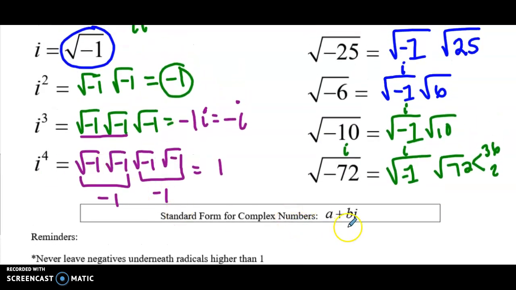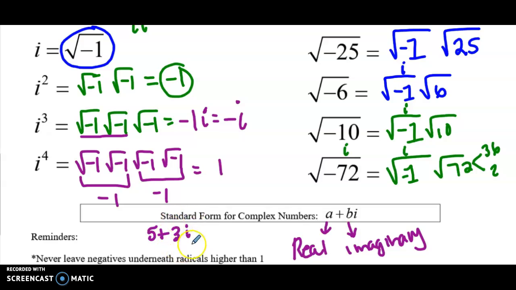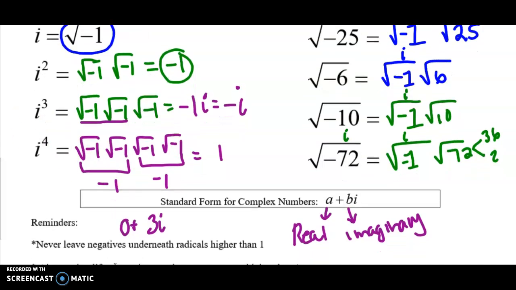Okay, so standard form for a complex number is a plus bi, where a is the real portion and b is the imaginary portion. Now, all that means is if I have 5 plus 3i, this is your real portion, this is your imaginary portion, okay? So then I could even say that 3i is in standard form because that's the same thing as saying 0 plus 3i. There's your real portion, there's your imaginary portion. So just some things with i.